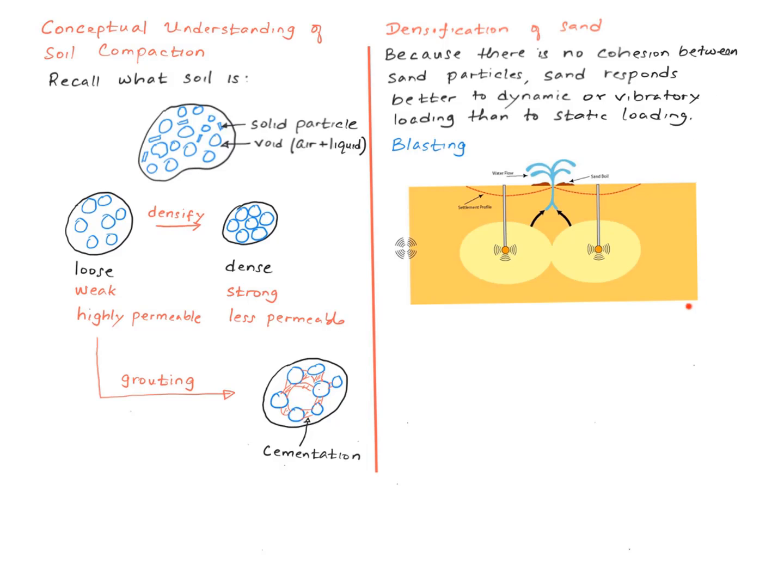So here is one of the techniques called blasting. What you do in this technique is that you bury a predetermined amount of charge at a certain depth and blast it. And when this occurs, what happens is that the soil in a certain region around the charge is going to densify, and you will see a settlement at the ground surface.